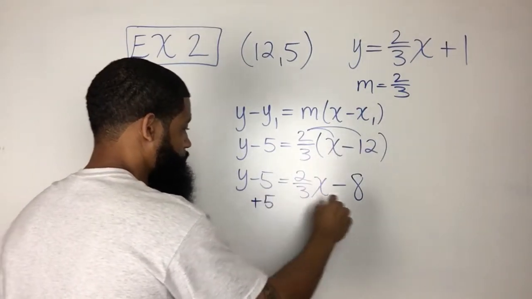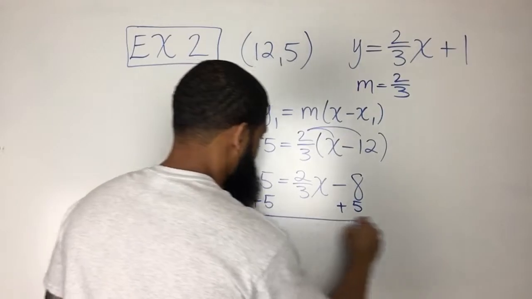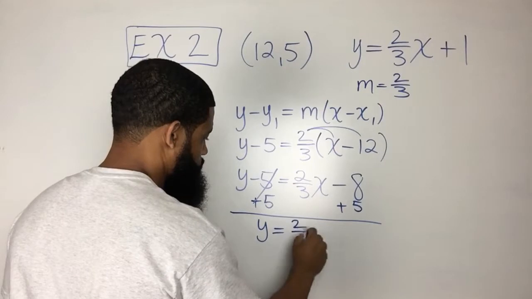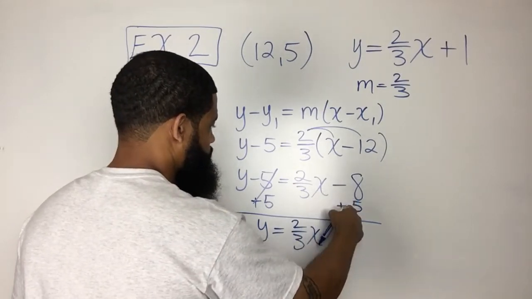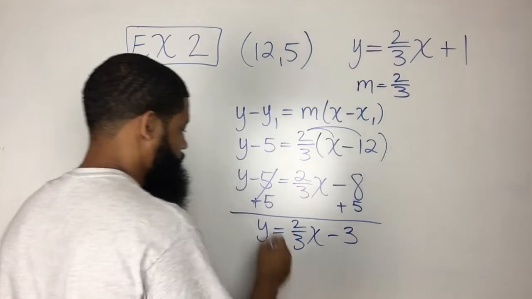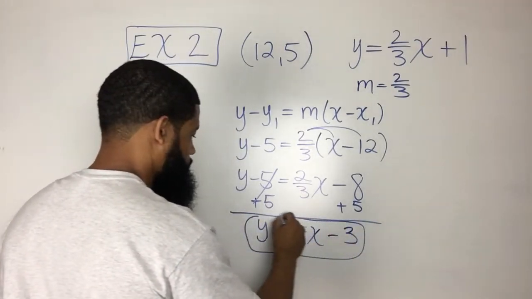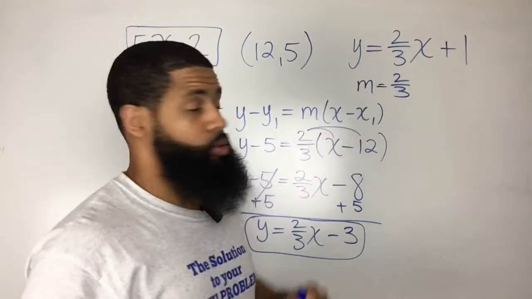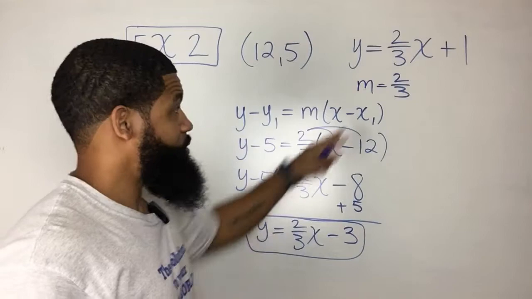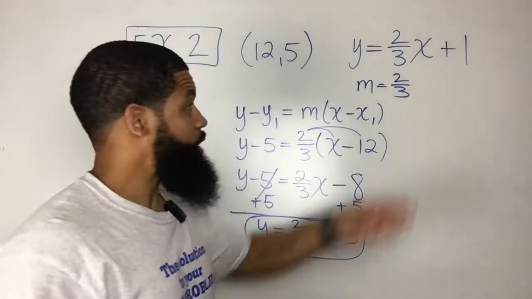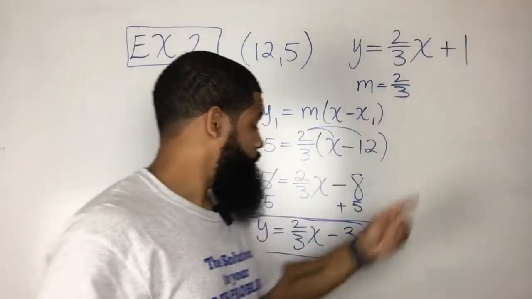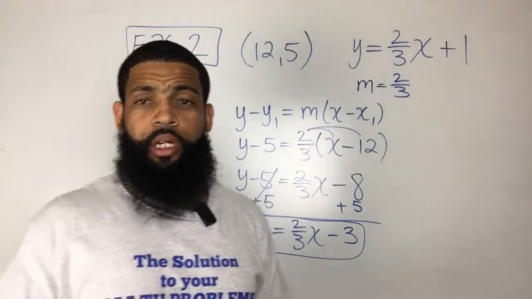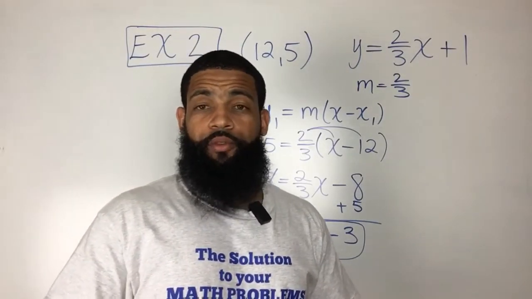That is the addition property of equality, which tells us if we add the same value to both sides, the equation remains balanced. We bring down the 2/3 x. Negative 8 plus 5 is negative 3. So this right here, y equals 2/3 x minus 3, is parallel to y equals 2/3 x plus 1. Why? Because they have the same slope. The only difference is the y-intercept of this line is at positive 1. The y-intercept of this line is at negative 3. So they are parallel. They'll never touch, but they intersect the y-axis at different points.